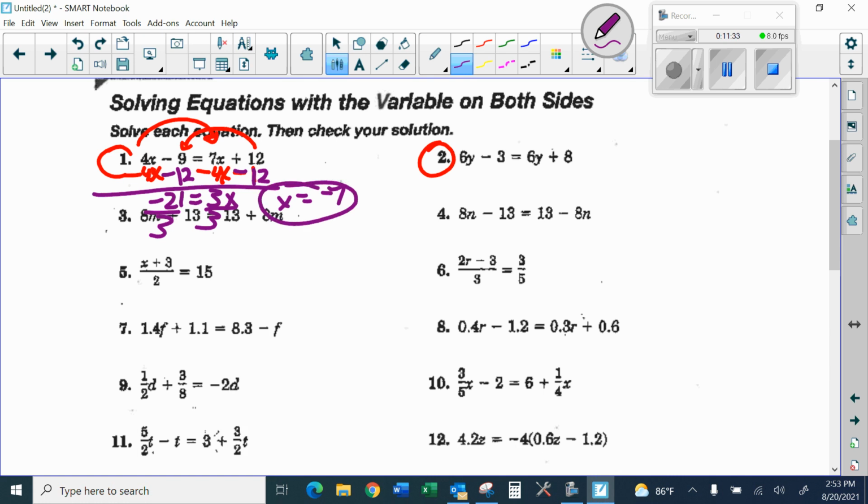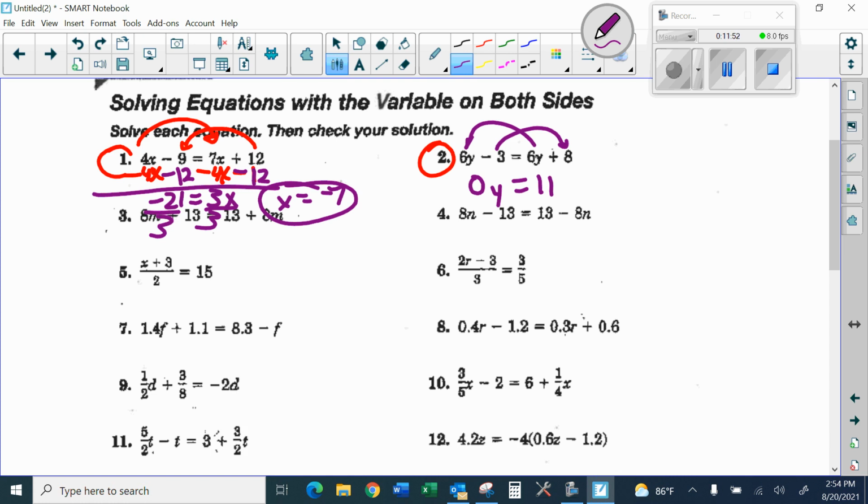Okay, now here, notice no matter what side I go to, I'm going to get 0y. I subtract the other side, I get 0y equals 8 plus 3 is 11. I want you writing that 0y each time so you don't blow it.